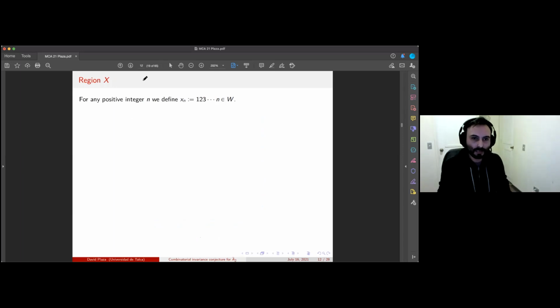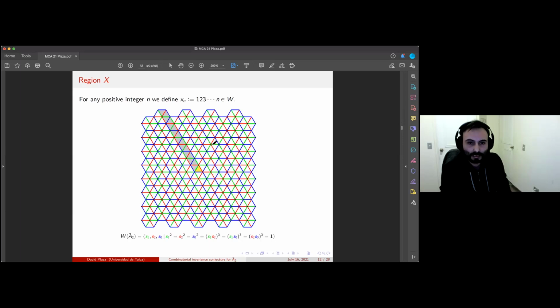The first region is region X, and to define region X, we need to first define elements Xn, and these are 1, 2, 3 till n. And remember that we are working using label mod 3 notation. So this is just 1 to 0, 1 to 0, 1 to 0, and so on. And geometrically, these elements Xn are represented by these triangles. Geometrically, this 1 to 0, 1 to 0 translates to green, red, blue, green, red, blue, green, red, blue, and so on. So we have this line. In this line, we see all the Xn.